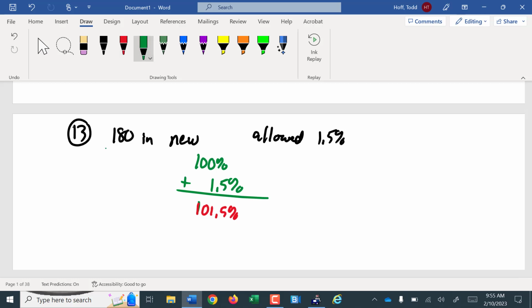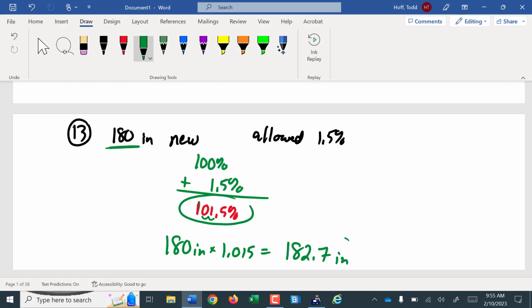So then we take the new length, 180 inches, times, what's that? Perfect. We turn 101.5% into a decimal, just move the decimal over 2 spots, 1.015. And that calculates out to be 182.7 inches.